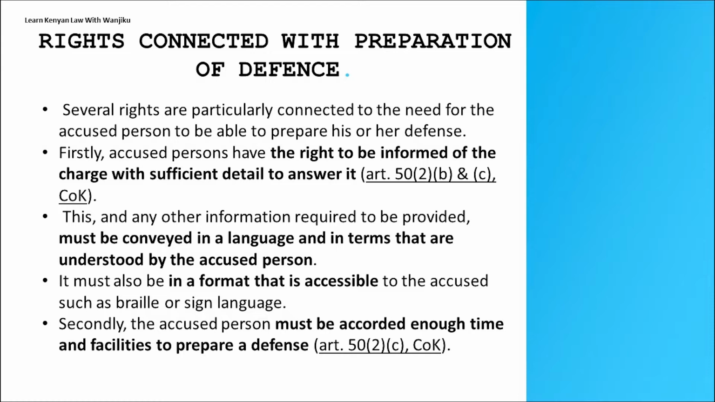Another important thing to note is that this information should be in a format that is accessible. For example, you're blind and they want to inform you of the specific charge that you're being accused of. They should be using braille. For example, you're deaf and you're being accused of robbery with violence. Of course, this information should be in an accessible form, which means that a sign language interpreter should be there to inform you of this specific charge so that you're able to answer it.